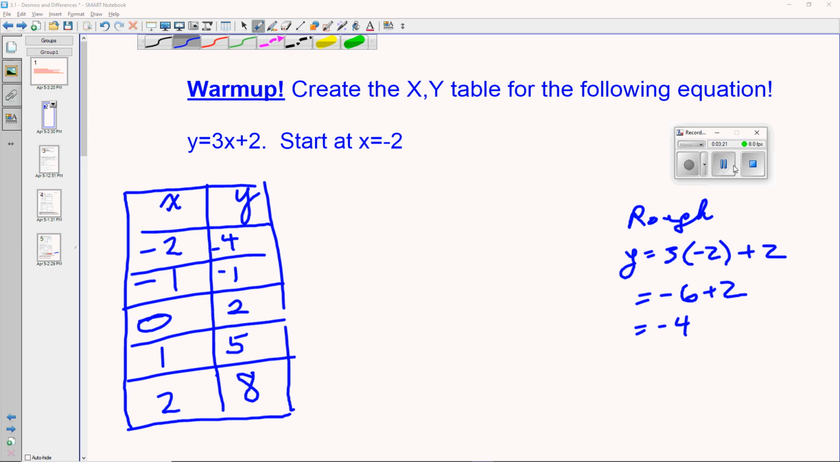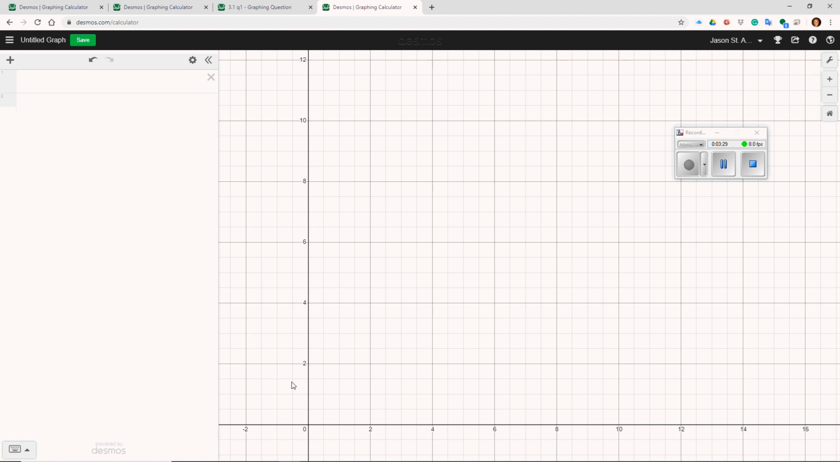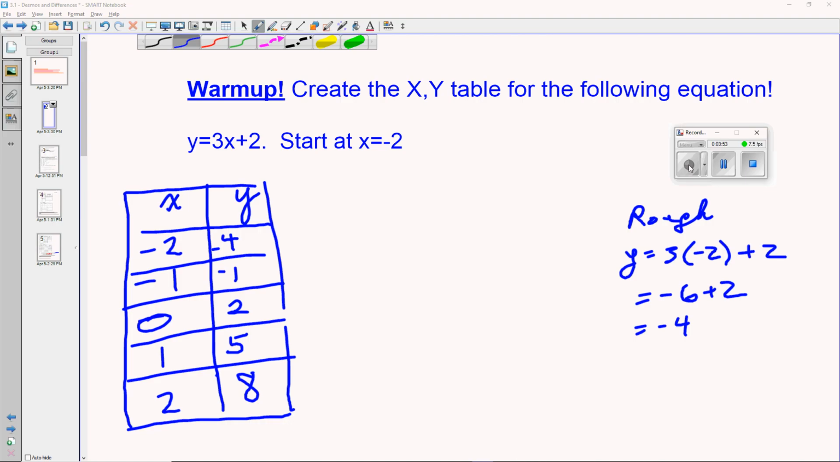Now, let's say I'm asking you to do this quickly using technology. How would you do that? If you're thinking Desmos, you've got it. First, you need to move the x-axis so that you have all your x's, -1, -2, all those numbers across here. Then we're going to insert a table of values.